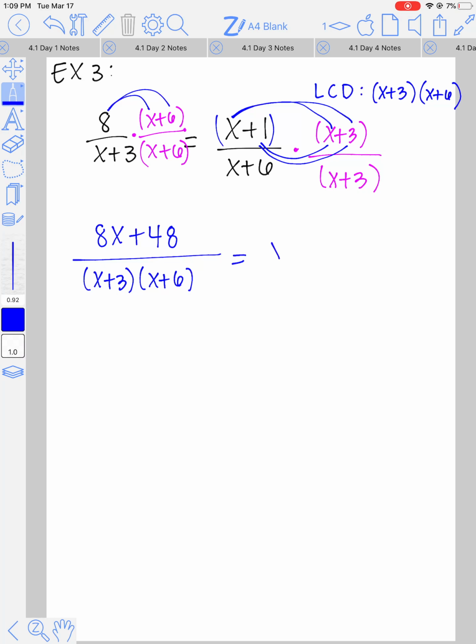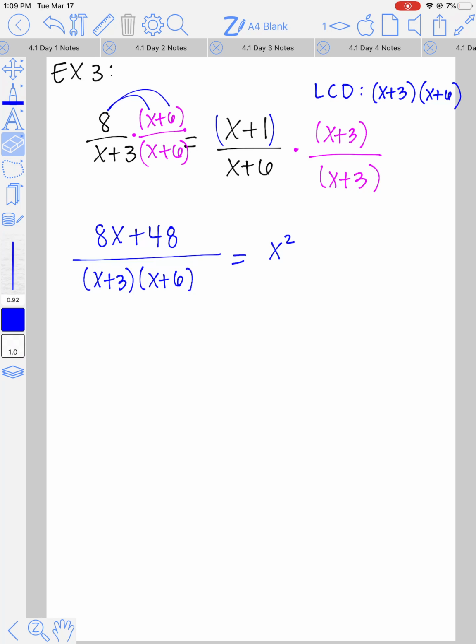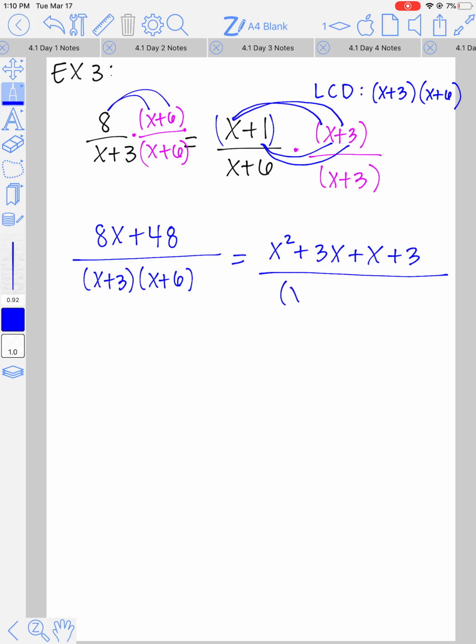So we have x times x will give me x squared. Let me do those arrows again. So we're going to multiply x times x, which gives me x squared. X times 3 will give me 3x. 1 times x will give me just an x. And 1 times 3 will give me +3. And I'm going to leave the denominator in factored form. X plus 6 times x plus 3.